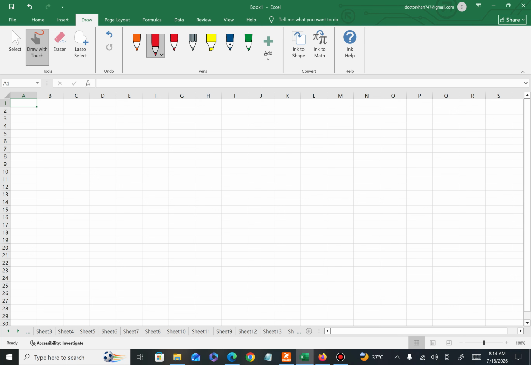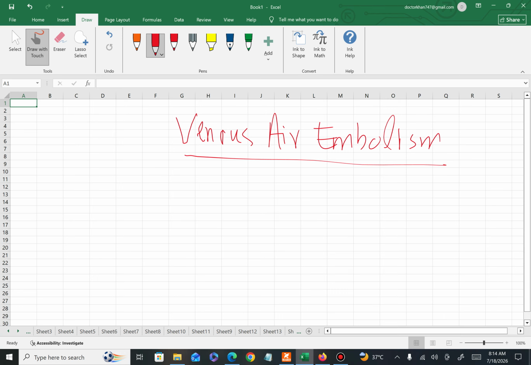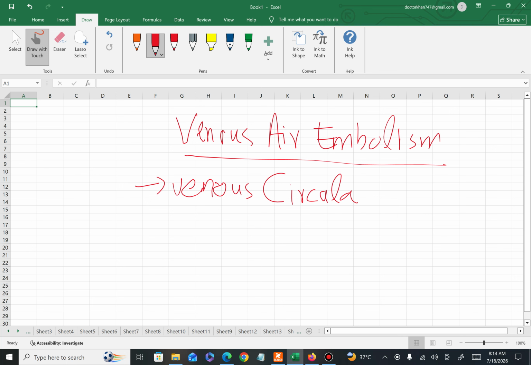Hello, let's discuss venous air embolism. Venous air embolism occurs when the air embolism obstructs the venous circulation. Why does it occur mostly in venous circulation? Because in the veins there is relatively low hydrostatic pressure, so that's why it occurs mostly in venous circulation.